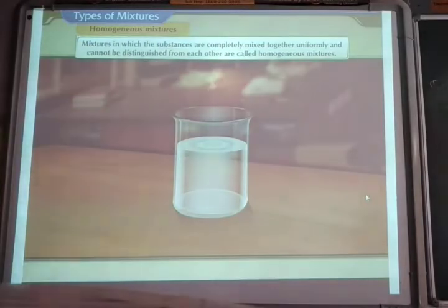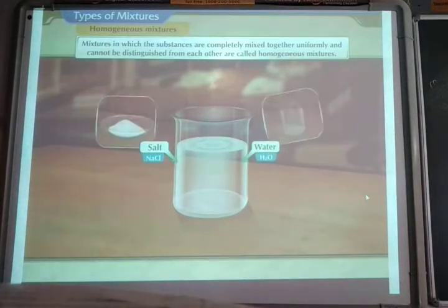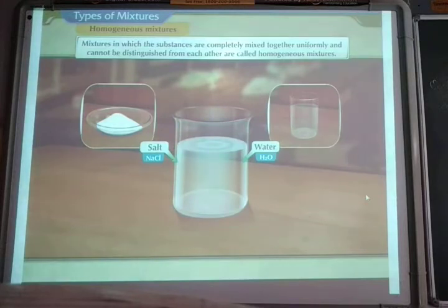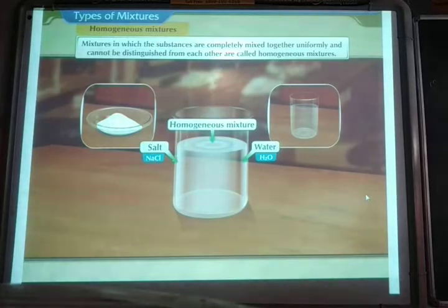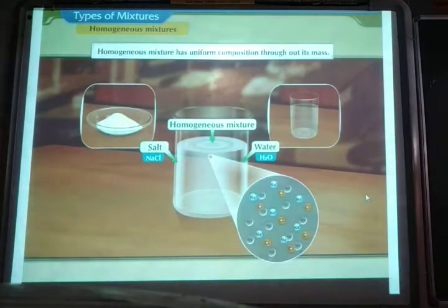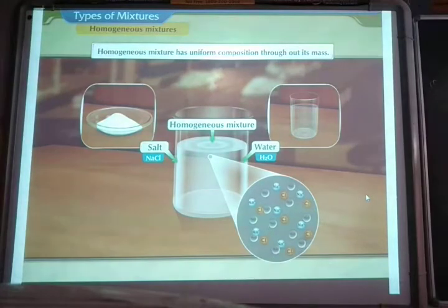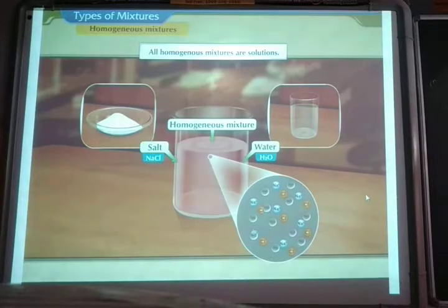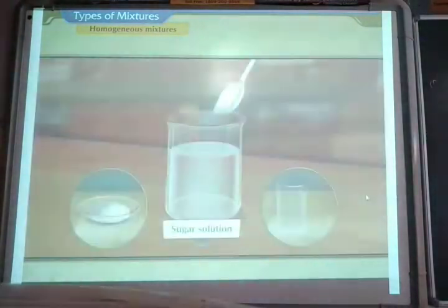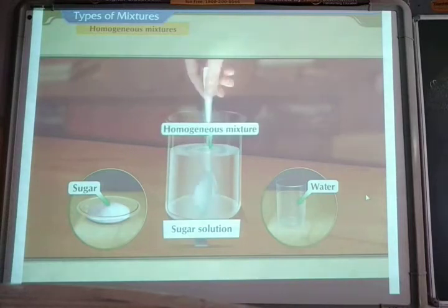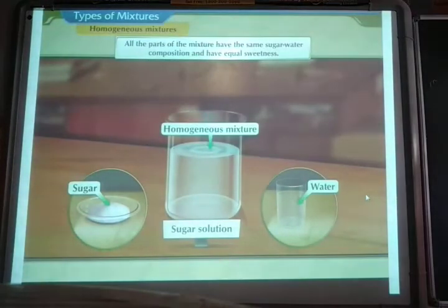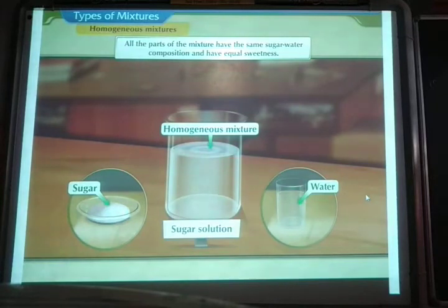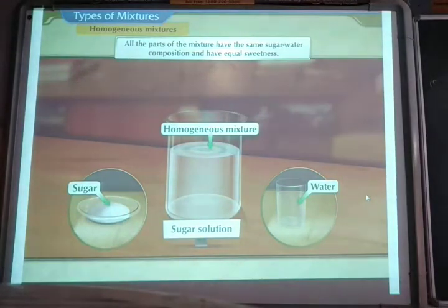Homogeneous mixtures. Mixtures in which the substances are completely mixed together uniformly and cannot be distinguished from each other are called homogeneous mixtures. A homogeneous mixture has uniform composition throughout its mass. All homogeneous mixtures are solutions. A sugar solution is a homogeneous mixture because all the parts of the mixture have the same sugar-water composition and have equal sweetness.